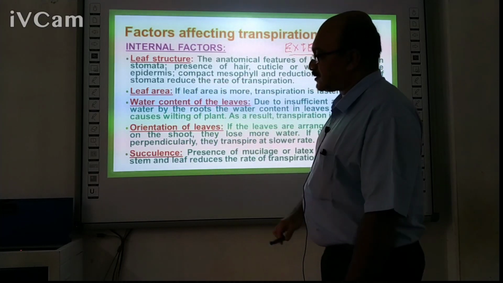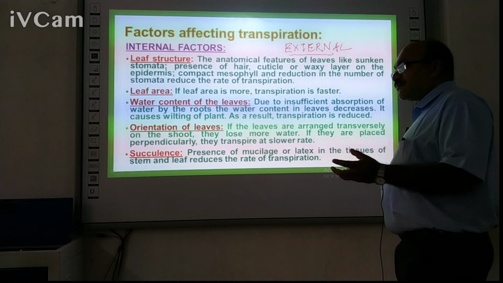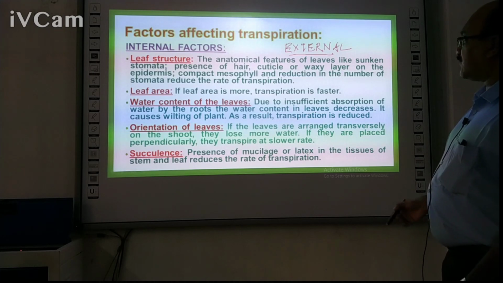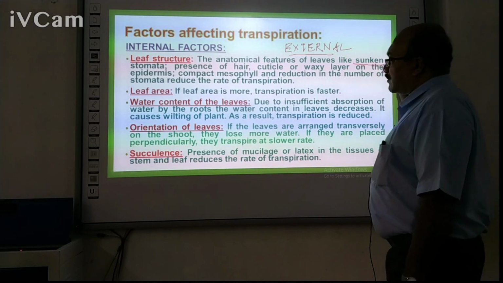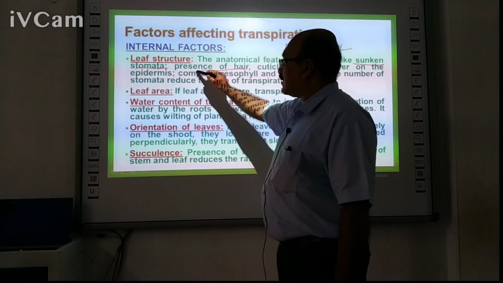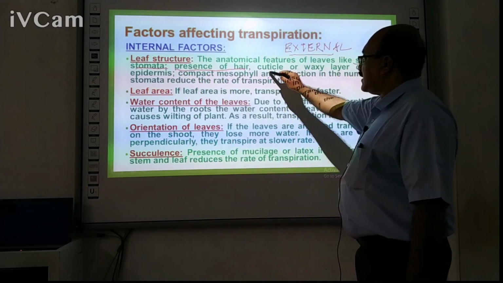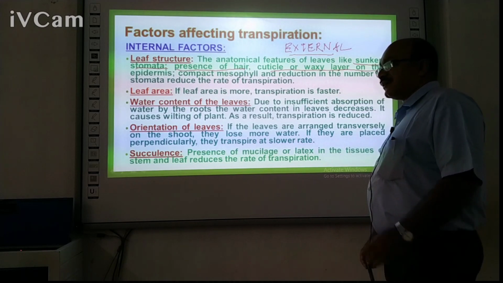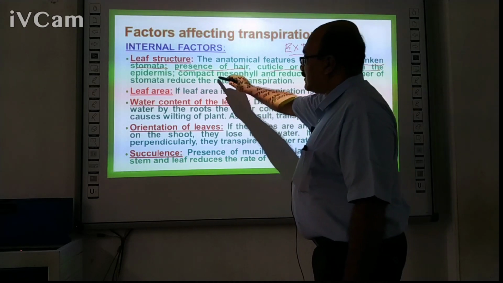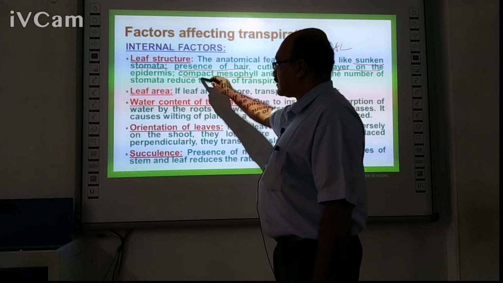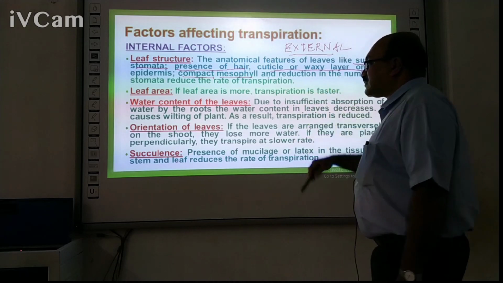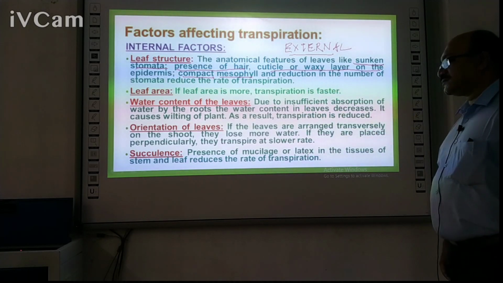Leaf structure, the structure of the leaves. What are the anatomical features of the leaves? There are different types. In some leaves, the stomata remain sunken. In some leaves, the surface is covered with epidermal hairs. In some leaves, there is a waxy layer of cuticle; in some it is thick, in some it is thin. Then the mesophyll tissue, in some leaves, is compact, with very few air gaps and no intercellular space. If these are there, that will reduce the rate of transpiration.